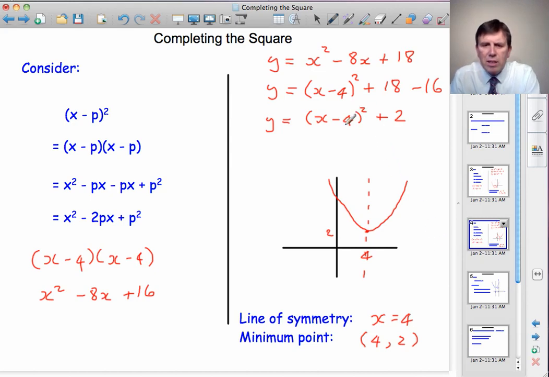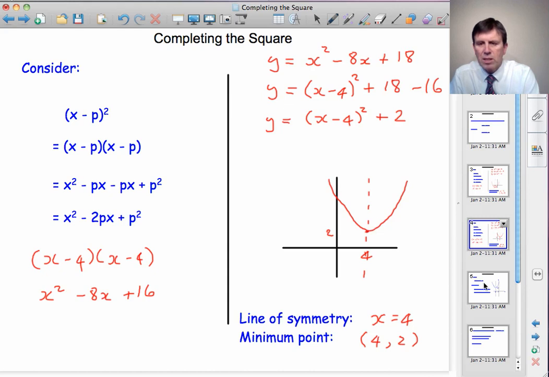So again, to identify the line of symmetry, it's the value of x that makes the bracket 0. So it's the opposite sign to this number here, x equals 4. But the y coordinate of the minimum point is simply this number here. We don't change the sign of that one. When x is 4, the bracket is 0, the bracket squared is 0, so y is just 0 plus 2, which is 2. Notice that's a minimum point in this case because a squared quantity is always at least 0. It's either 0 or greater than 0, and that occurs here. It's greater than 0 there, it's greater than 0 there, but at that particular point it's 0.